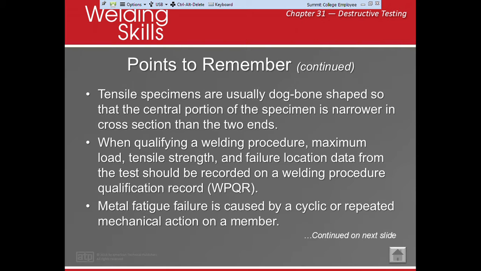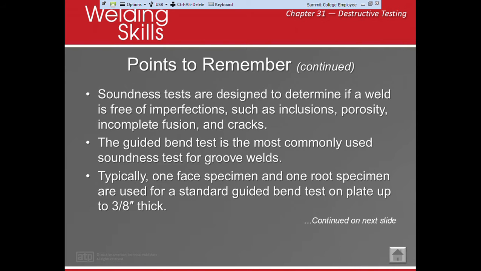Okay. Metal fatigue failure is caused by a cyclical or repeated mechanical action on a member. Soundness test. Determine if it is free of imperfections such as inclusions, porosity, incomplete fusion, and cracks. And we'll talk about that a little bit later on, discontinuities.